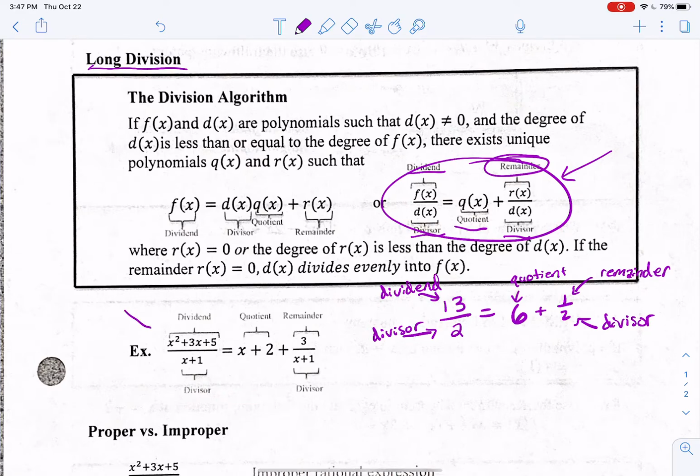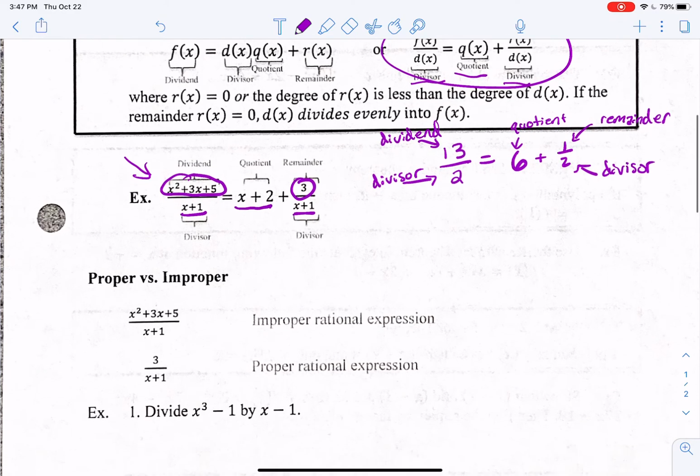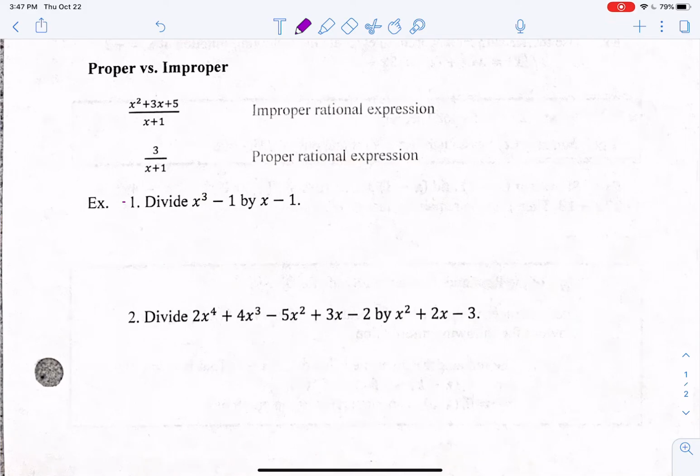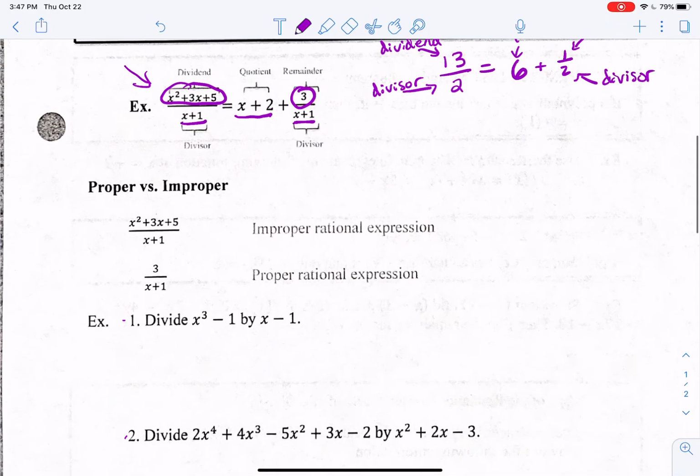They have the same thing over here, but this is for a polynomial. So if I'm taking x squared plus 3x plus 5 as my dividend, dividing by x plus 1, that gives me a quotient of x plus 2, and then the remainder is 3, and I put that over x plus 1, which is what I was dividing by. They're going to have us do an example 1 and 2 down below here.